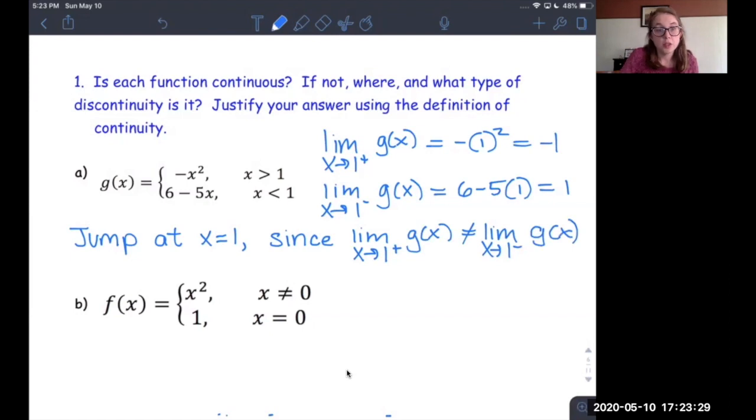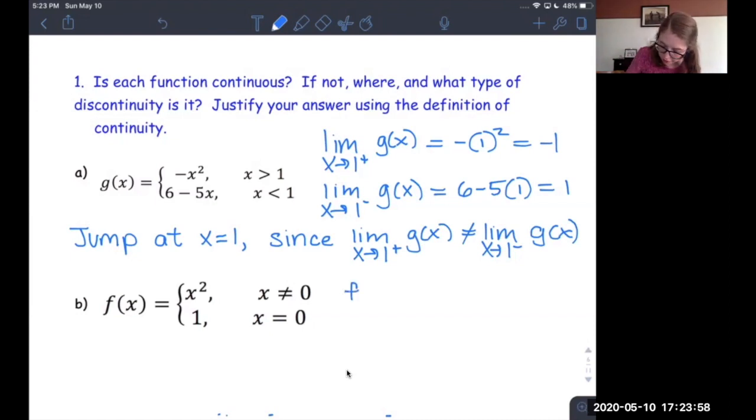So the next thing I'm going to do is look at this other piecewise function, and this is a different type of piecewise function. It's the type where you have one function for almost everywhere, the x squared, and then a different function at just one place. And so at x equals 0, this function we're saying is equal to 1. So in this case, it might be continuous at x equals 0 because it is defined at x equals 0, but we need to figure out if the limit at 0 is equal to the function value.